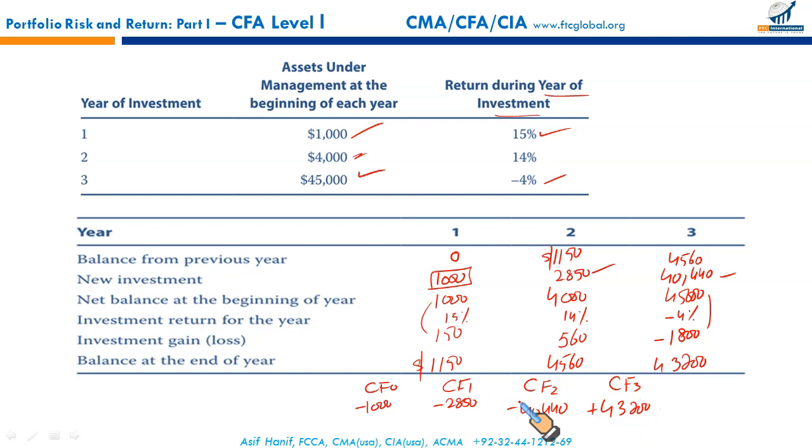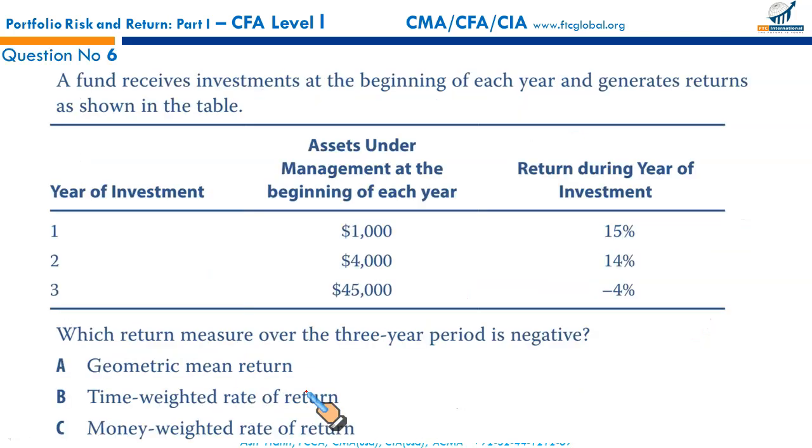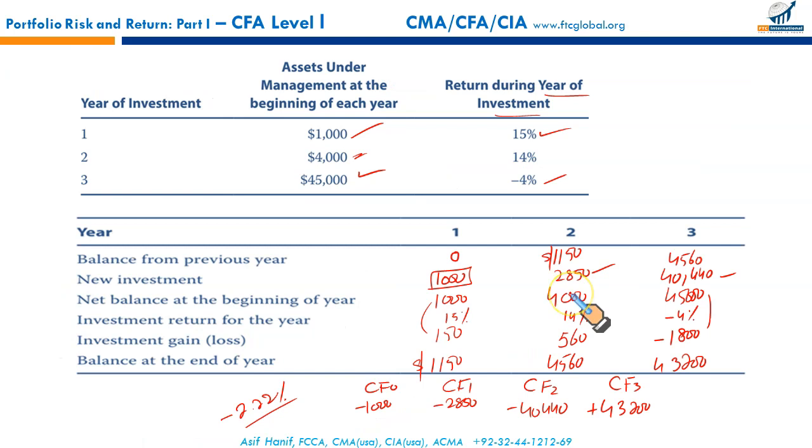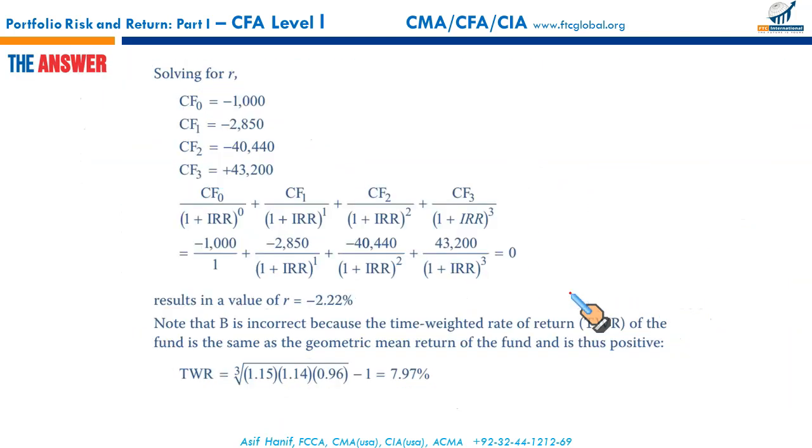So if you take these cash flows and you compute the IRR, you would get negative 2.22%, and that would make C the correct option. Which return measure over the 3-year period is negative? Money weighted rate of return. This is quite a similar calculation we did in the previous question. So that is it. Next.